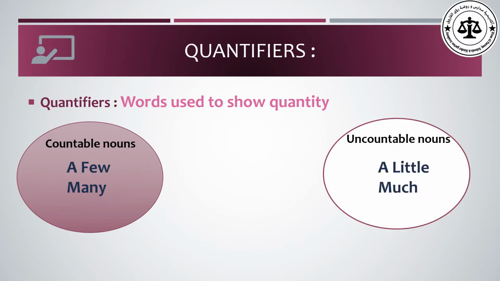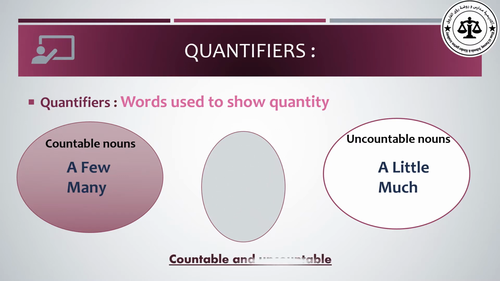With uncountable nouns we use a little and much. A little بتعني لي القليل من الشيء. Much بمعنى الكثرة. We have quantifiers that come with countable nouns and uncountable nouns. يعني بتيجي مع الأسماء المعدودة وغير المعدودة. Like what? Like a lot of, lots of, some and any.